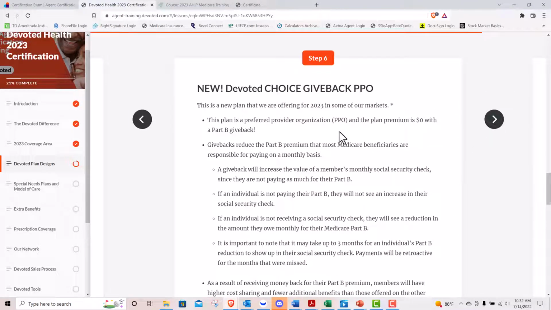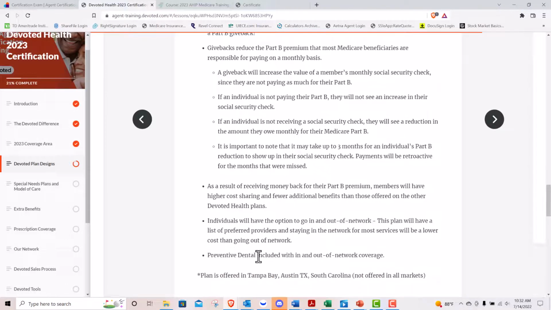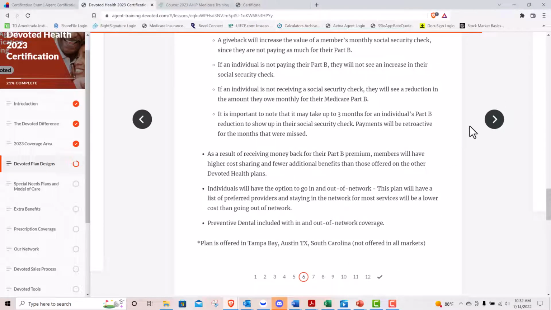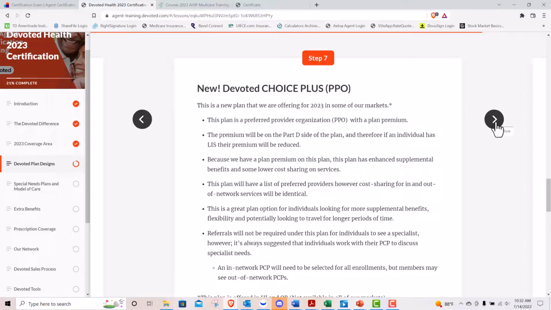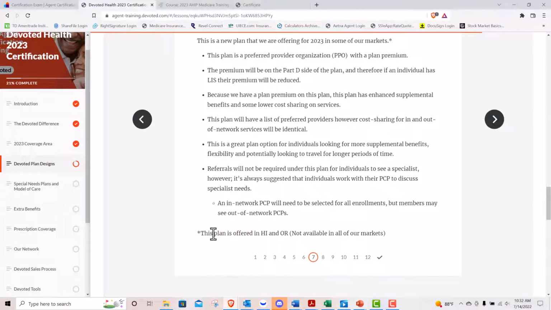Devoted Choice. Oh, they do have a PPO that has a give back. Okay, this one I'm assuming has Part D in it. It looks like it's in Austin, Tampa, and South Carolina. Yes, I was right. Plan premium. Okay, so there is some savings if they have LIS. More supplemental benefits. I'm assuming there's more boosted dental, vision, and hearing probably. Alright, Hawaii does have this plan, and Oregon.